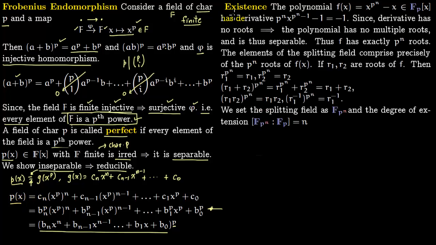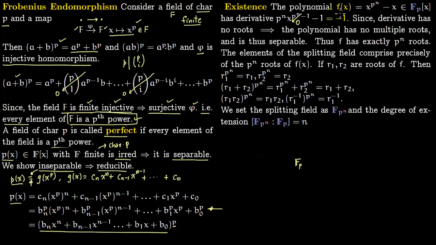So now we talk about existence and uniqueness of finite fields. This polynomial f(x), say, equals x^(p^n) minus x in a finite field of characteristic p. So we are writing F_p as a finite field of characteristic p. So you take its derivative: p^n x^(p^n - 1). Since you are in characteristic p, this first term will be 0, because you have p to the power of n here. So this just becomes minus 1.